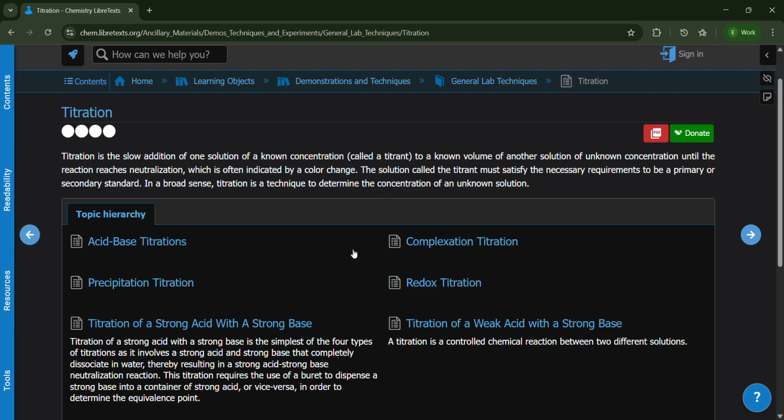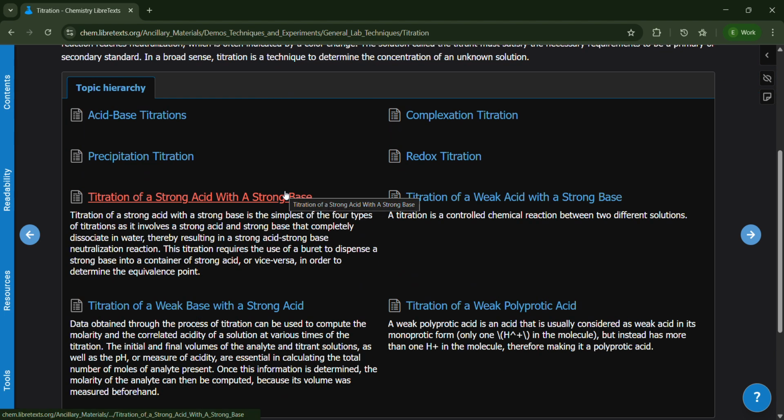So yeah, this is pretty mathematical. Basically, we take a solution of unknown concentration and slowly add the titrant of known concentration to the given compound until it reaches the neutralization state, which is often indicated by a color change. Okay.